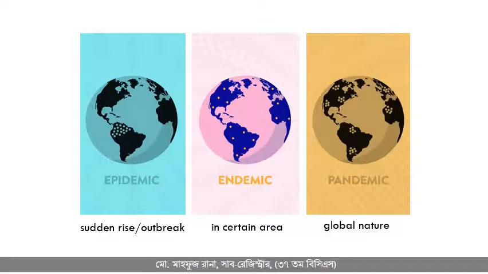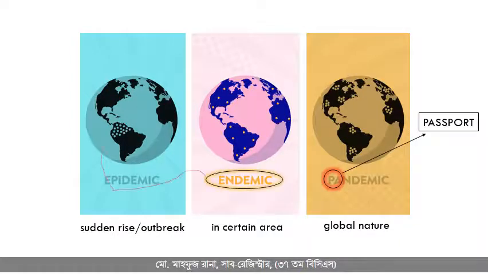To understand the difference between endemic and pandemic, just assume that the beginning letter P in pandemic stands for passport. That means the endemic disease that travels is called pandemic.